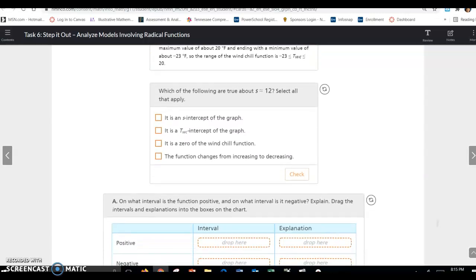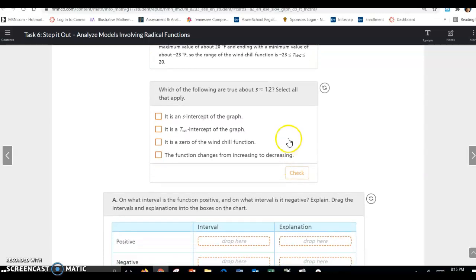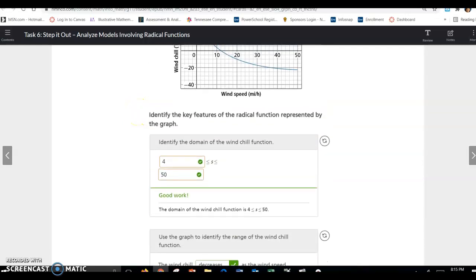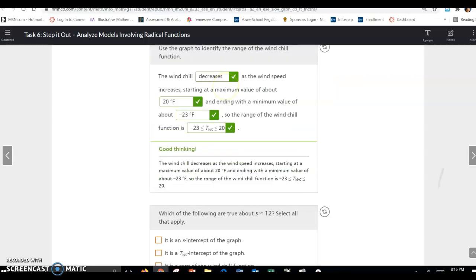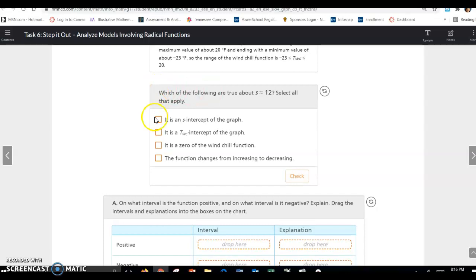All right, which of the following are true when the speed of the wind is about 12? Select all that apply. Let's look at the graph. Here's 10 and 20, so each one of these would be 12. That's where your x-intercept is. At 12, the wind chill is going to be 0, so it is an x-intercept of the graph. That's true.